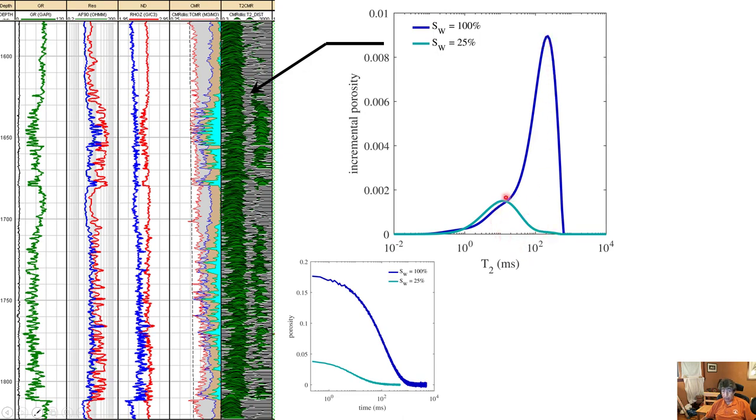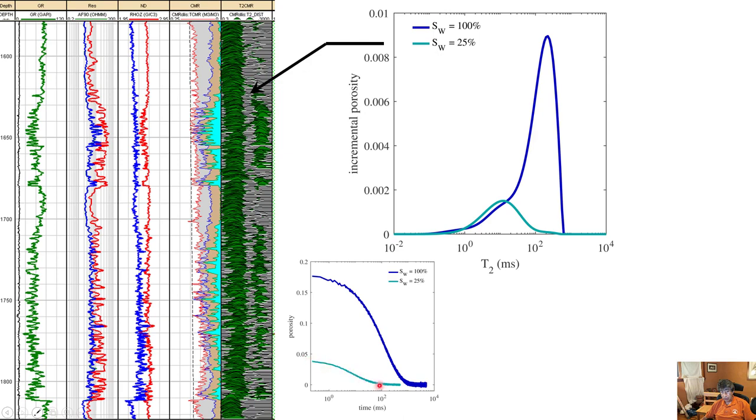Now, what is the light blue curve? Well, the light blue curve is this. We take that rock, and this is in the laboratory. This is not a borehole measurement. You centrifuge the rock, and you expel all the fluids that are mobile, and you only leave the fluids that are not mobile, and then you do another magnetic resonance measurement.